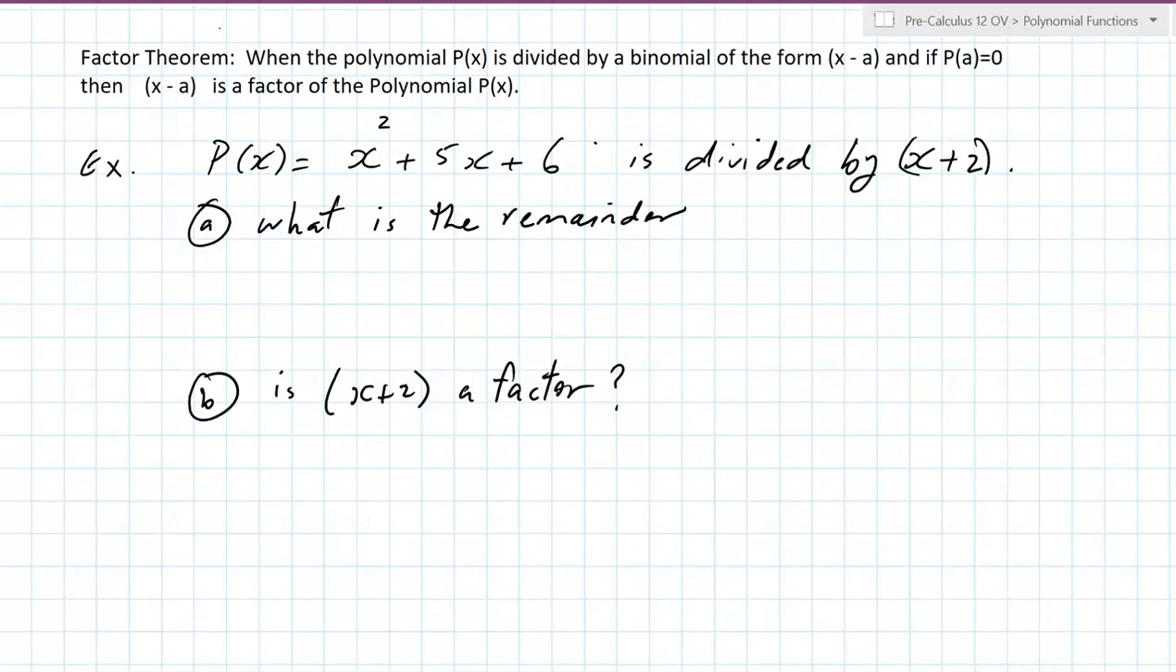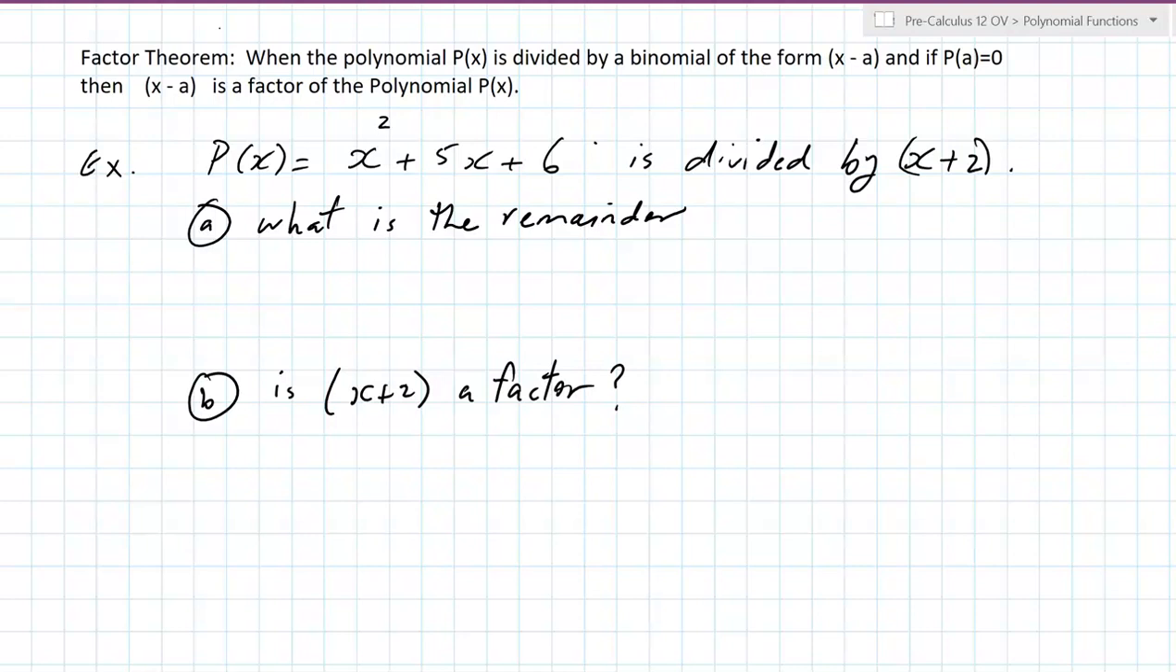So the factor theorem says, if you remember, that if you have a polynomial p of x divided by a binomial of the form x minus a, and you use the remainder theorem, so plug that a into that polynomial and you get 0, that means the remainder is 0, then you can say that x minus a, that binomial, that divisor, is a factor. All right, so here is an example.